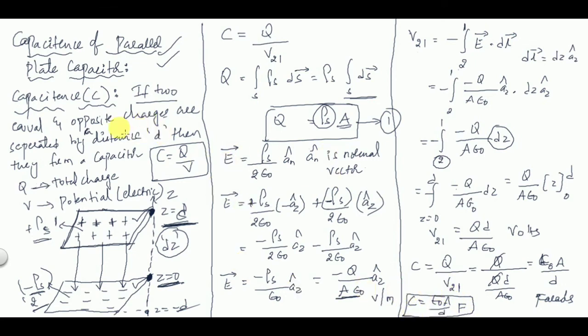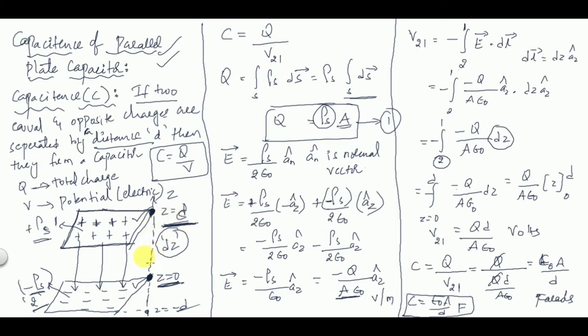So consider how we have got this. Two equal and opposite charges separated by distance d is called a capacitor. C is equal to Q by V is the formula, right? Q is the total charge and V is the potential difference. So I have considered two parallel plate capacitors. One is at the origin, right? So the starting point is the origin, and the other is at Z equal to D.